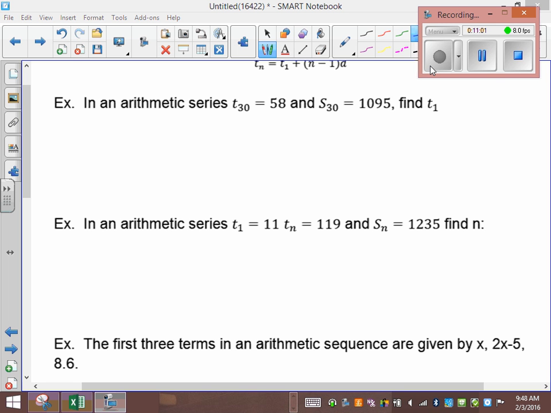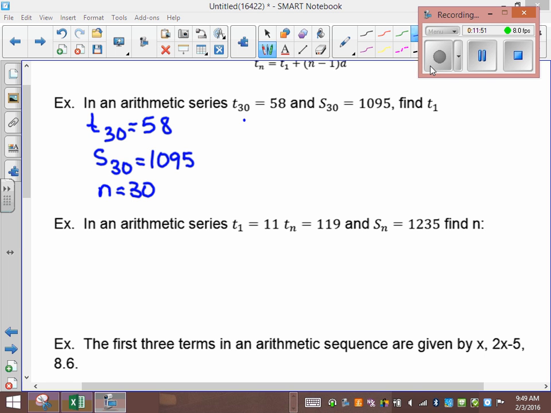So let's write down what we do know. We know T30 equals 58. We know S30 equals 1095. And we need T1. We also know between both of these n equals 30, right? For both of them. What formula uses S of that value, uses T of that value, so Sn and Tn, and uses n? The second sum formula, right?